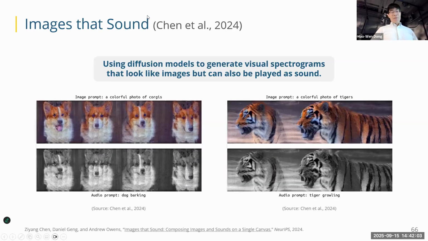I just want to talk about this because I think this is very cool. This is actually something about AI. So TLDR, what's going on is using diffusion models to generate visual spectrograms that look like images, but can also be played as sound. That's essentially what they are doing. It's actually being done at Andrew Hao-Wen's team, who's at Michigan, but now he's moving to Cornell. But Daniel and Ziyang were here this last semester. So they just graduated, but it's a pretty cool project.